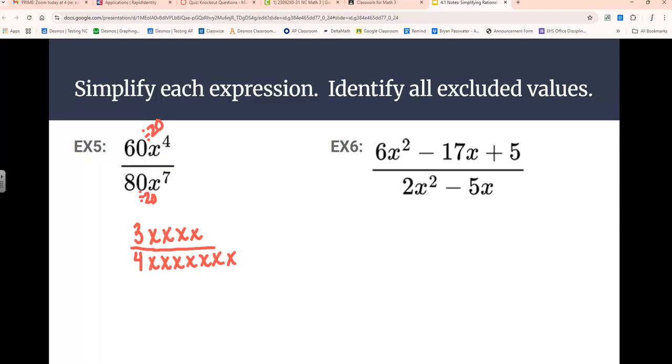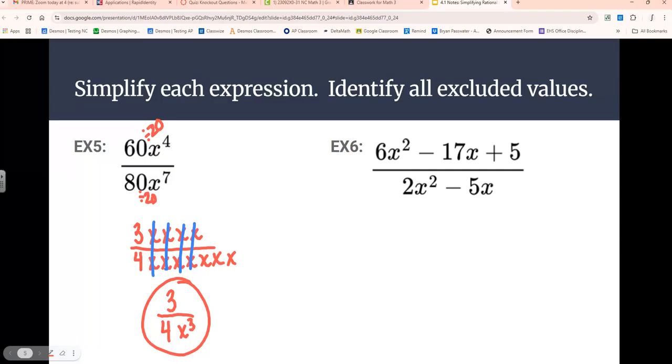Okay, what happens? All of that's multiplied, right? It's all just multiplied. So if I've got an x on top and an x on bottom, then I don't have any x's left on the top, so I just have my 3. How many x's have I got left on the bottom? 3. There. So it would look like this.